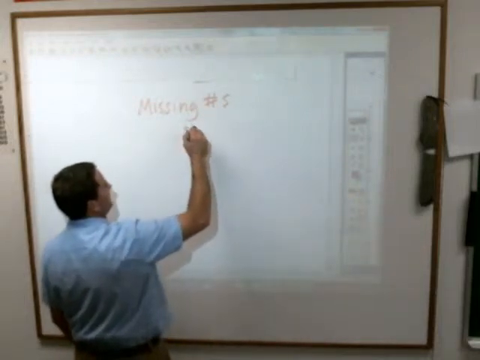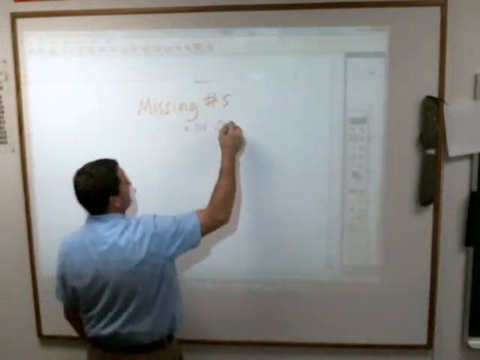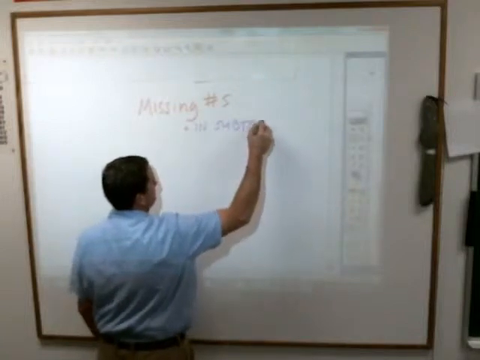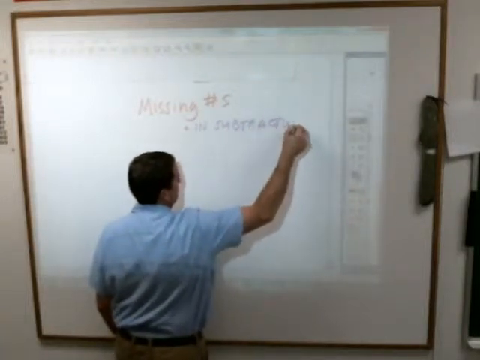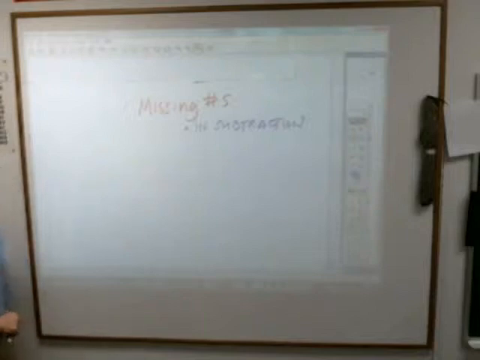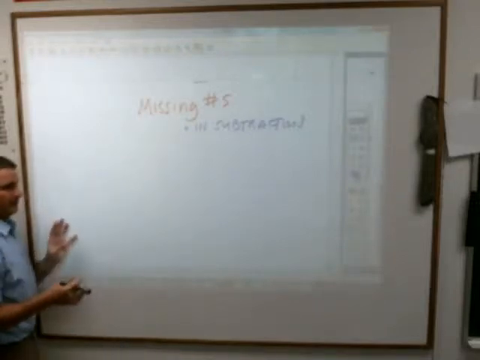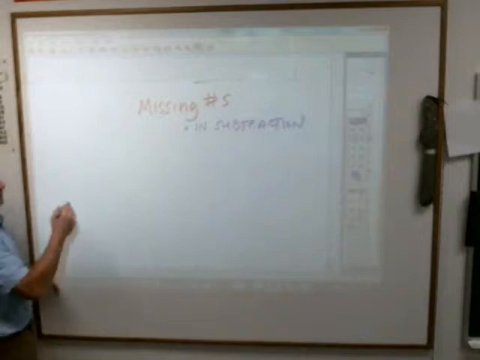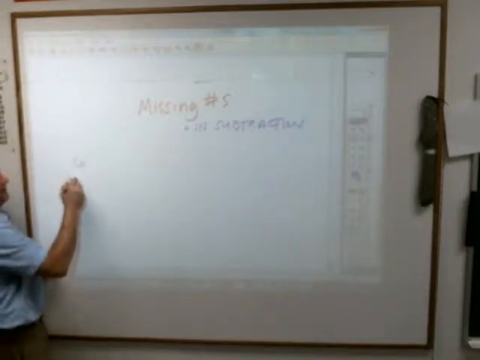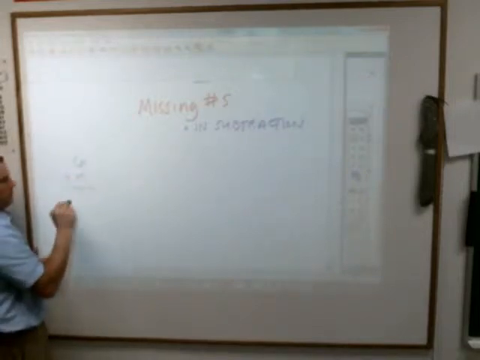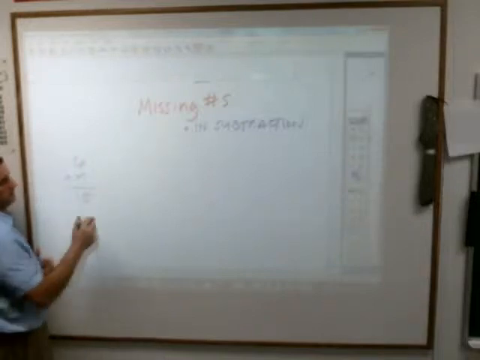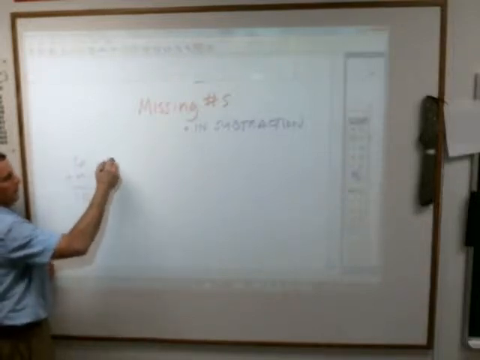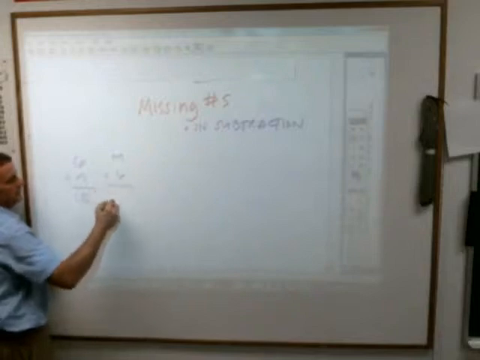Specifically, this is missing numbers in subtraction. And this is very important that you catch on to this because with addition, when we talked about missing numbers in addition, we always did the same thing. In other words, 6 plus m equals 15. You get the same answer as if you have m plus 6 is 15.